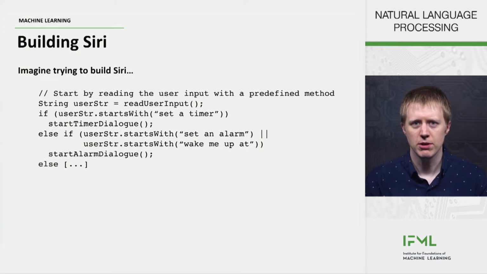So we start off by reading some kind of user input into this string called user_str. And then we're going to have this big if-else chain. And if the string starts with "set a timer," like you ask about setting a timer for 5 minutes or something like that, we're going to pretend that we just have this method start timer dialog that's going to help us kind of figure out the parameters of the timer and things like that.